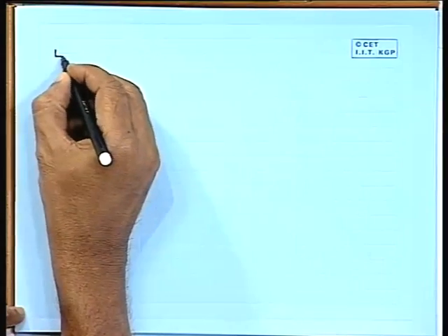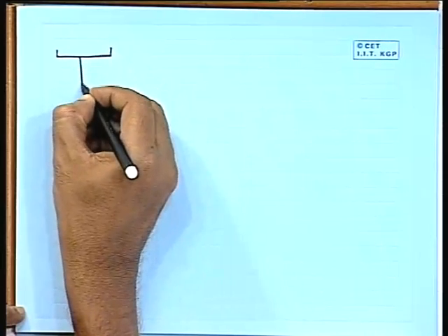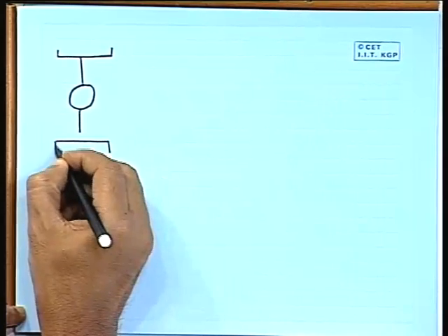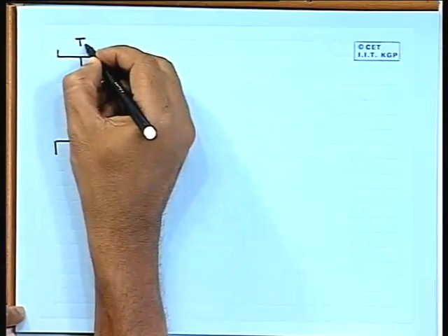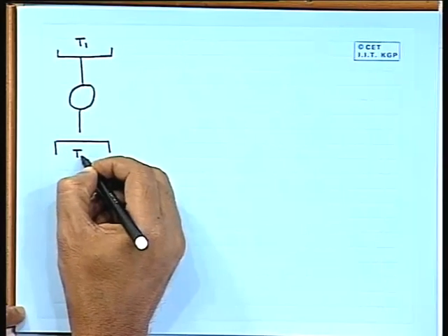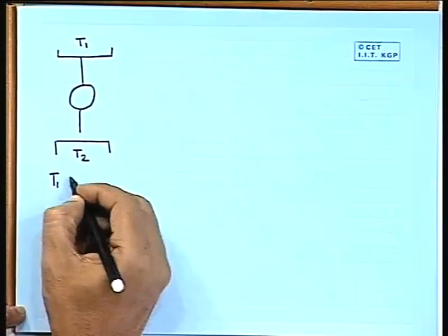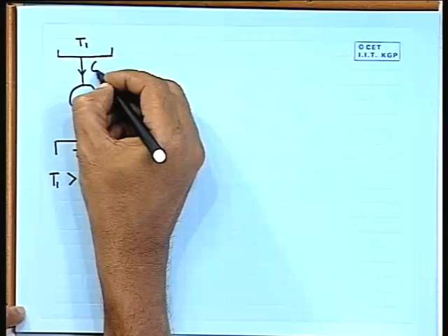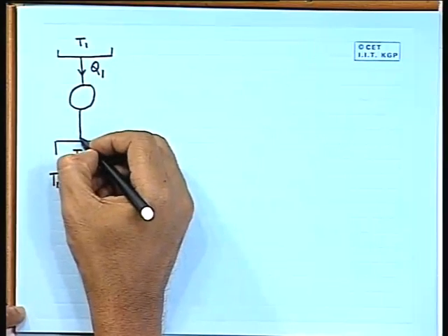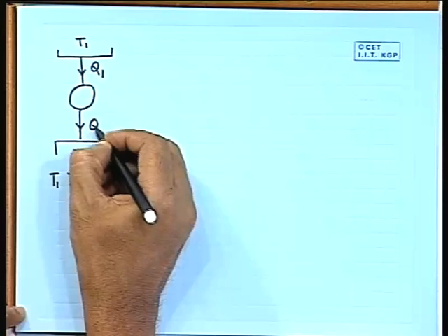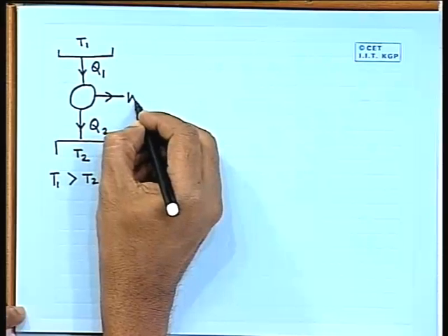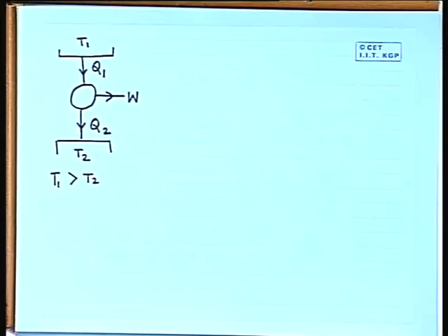So, basically one heat engine cycle, let me draw it schematically, as we know, will be like this. There is a high temperature source at T1, there is a low temperature sink at T2, where T1 is greater than T2. Heat flows from the high temperature source, let us say this is Q1, heat is rejected to the low temperature sink, Q2 amount of heat is rejected, and W amount of work is done. And from the first law we know Q1 minus Q2 is W.